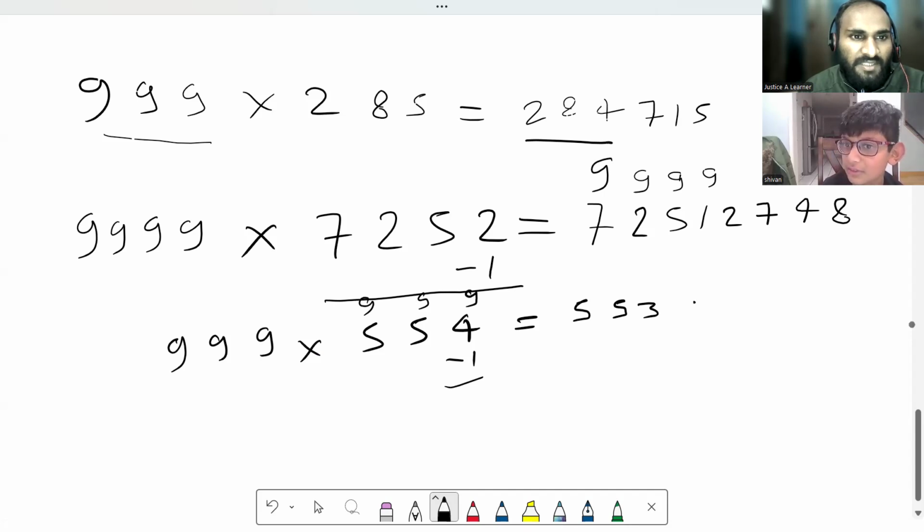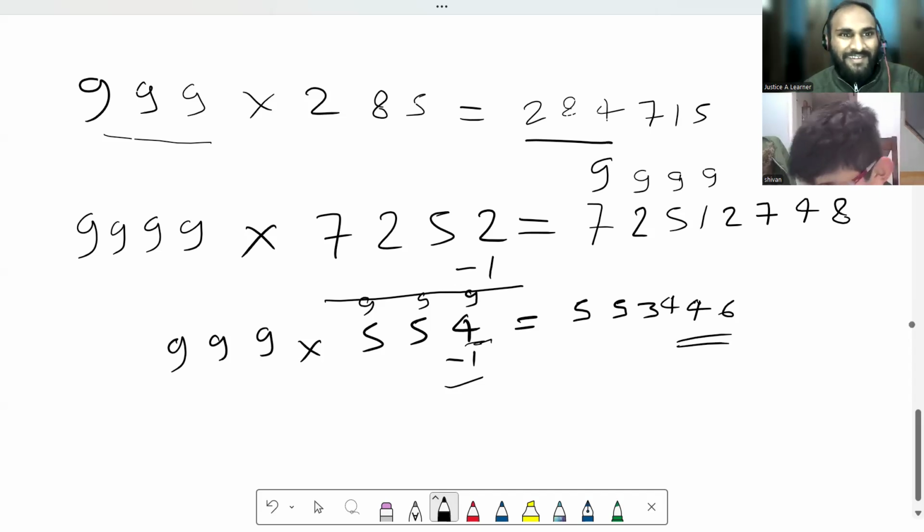9 minus 5 is equal to 4. 4. And then next again, 4, 4, 6, because this is 3 now. Got it. All right, great. You have understood a little more.